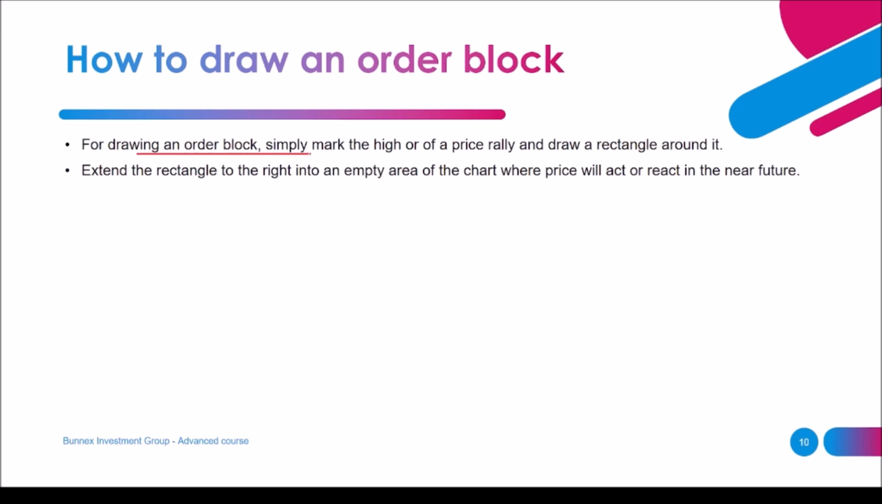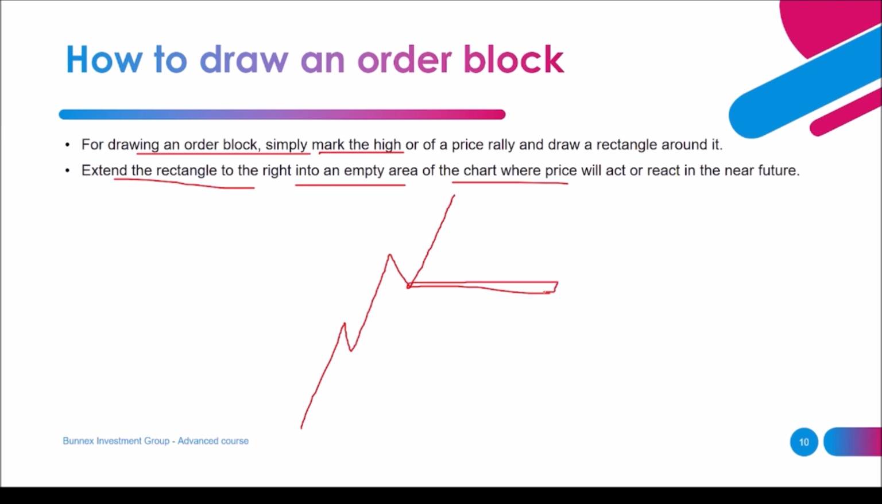For drawing an order block, simply mark the high or low of price rally and draw a rectangle around it. Extend the rectangle to the right in an empty area of the chart where price will act or react in the future. Since we've said in our methodology, we only respect third level initiator order blocks, like 1, 2, 3, right? The order block that we respect will actually be located at the start of the third level, so that we consider it as a reset point, like that.